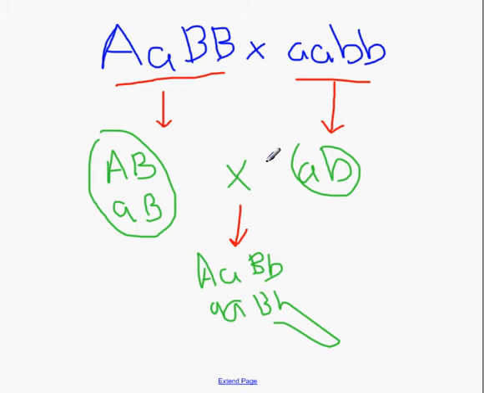So it's a 1-to-1 ratio. This guy would show big A and big B. And this guy would show little a and big B. So you'd have a 1-to-1 relationship here of your progeny. Fair enough? Okay. Let's move on here.